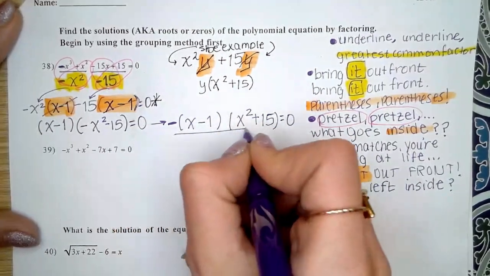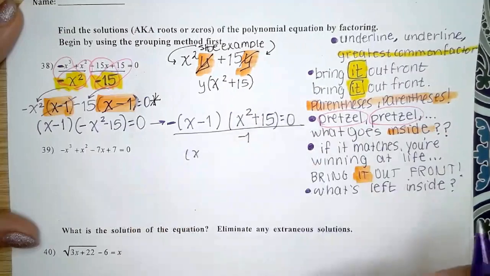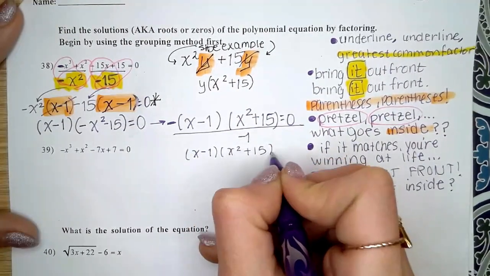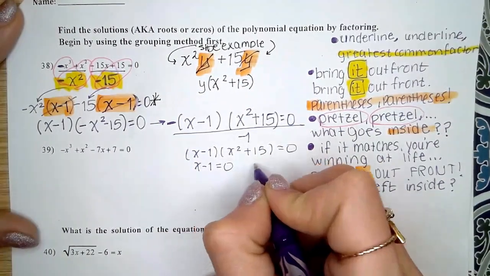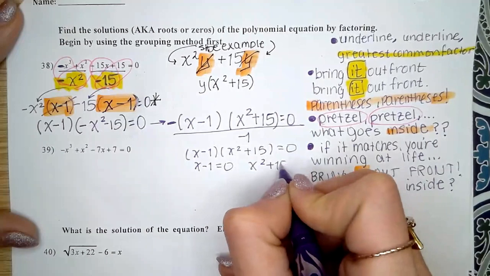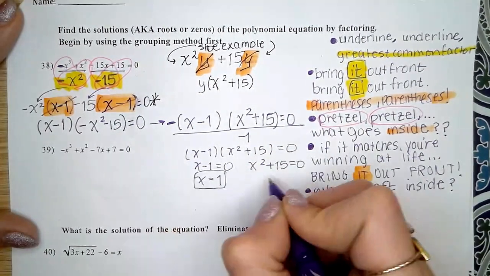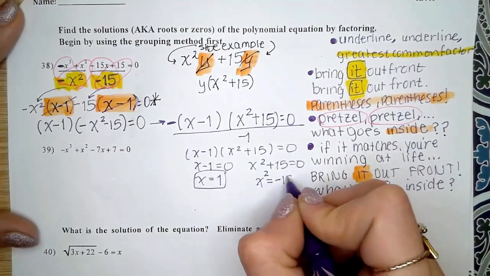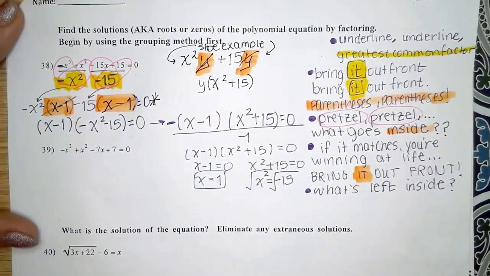Also, you could just divide right now, or in the beginning, by negative 1, and now the negative's gone. So then you'll have x minus 1 and x squared plus 15 equals 0. x minus 1 equals 0, and x squared plus 15 equals 0. x equals positive 1 is one answer, and x squared equals, rather, negative 15, then we're going to go ahead and take the square root of both sides.